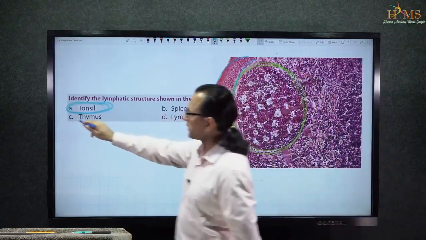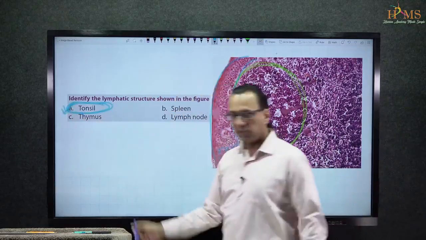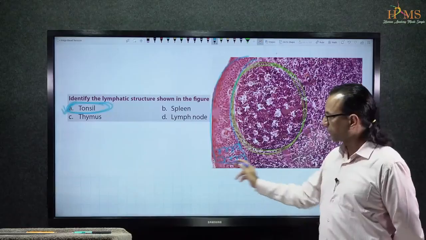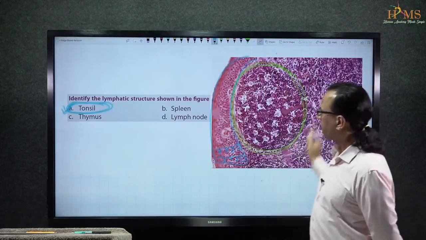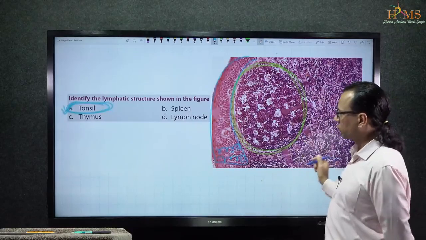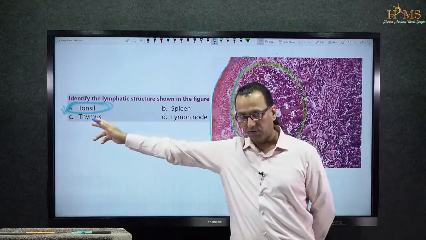So the only possible answer is tonsil, because tonsil, palatine tonsil especially, will have stratified squamous epithelium with lymphoid follicle having a lot of lymphocytes. So only possible answer, choice number A, tonsil.